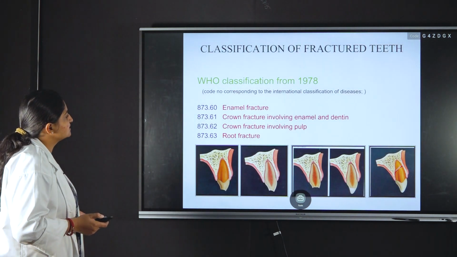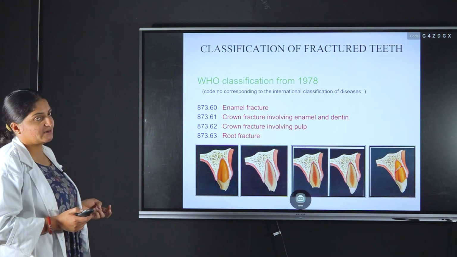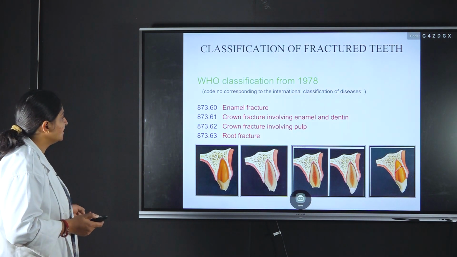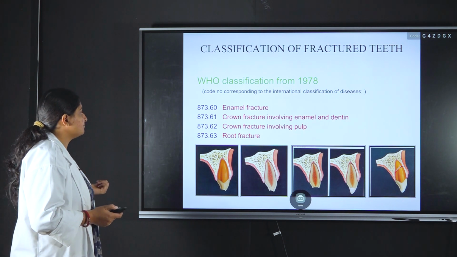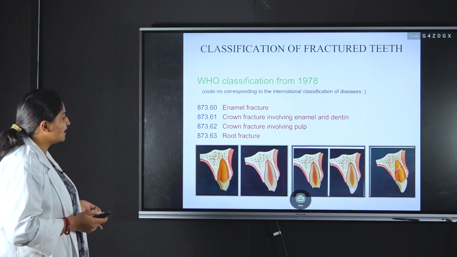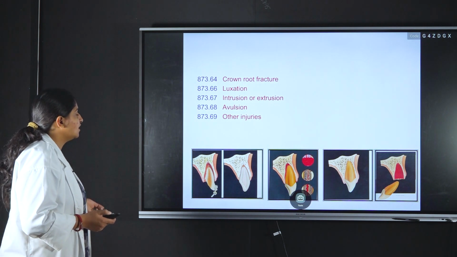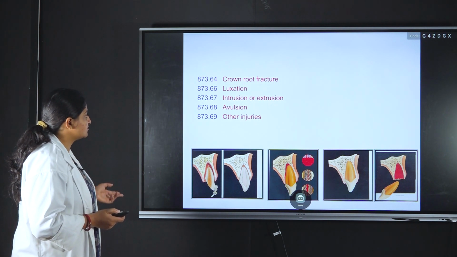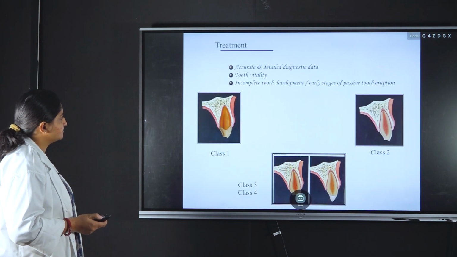So we can see the classification of fractured teeth given by the WHO classification of 1978, and that is, accordingly: enamel fracture, crown fracture involving enamel and dentin, crown fracture involving pulp, and root fracture. Then again: crown-root fracture, luxation, intrusion or extrusion, avulsion and other injuries. As you can see, it can be depicted pictorially here.